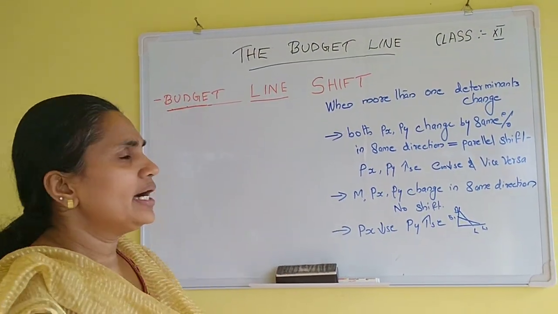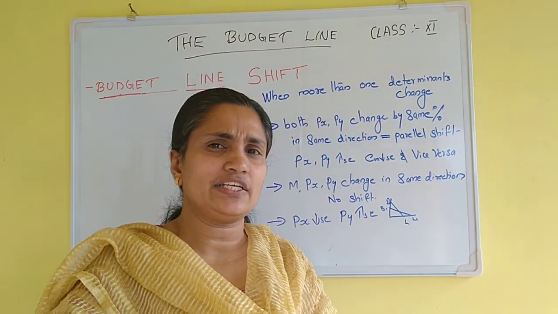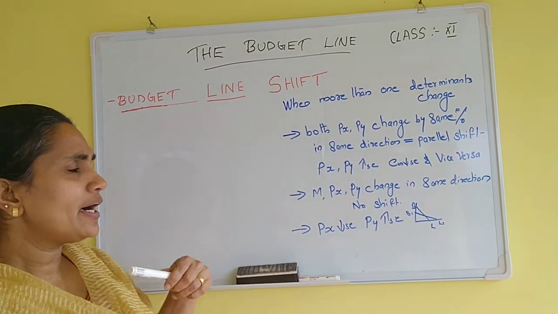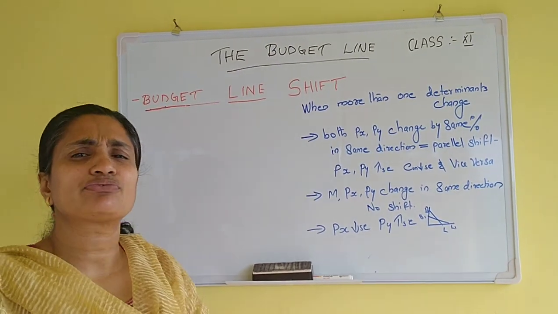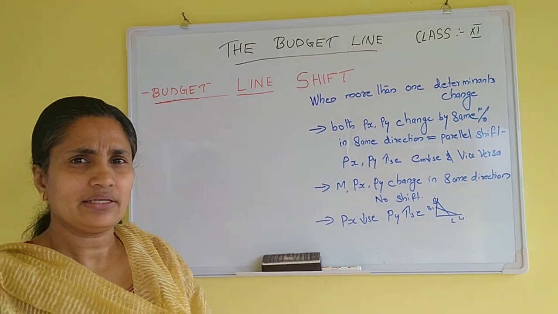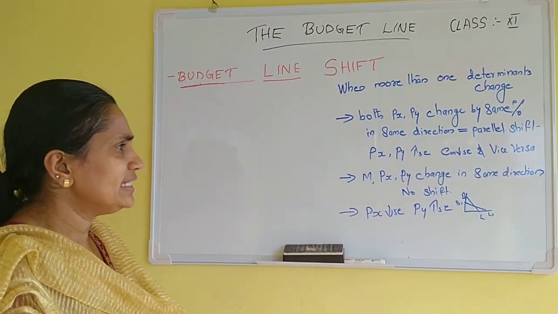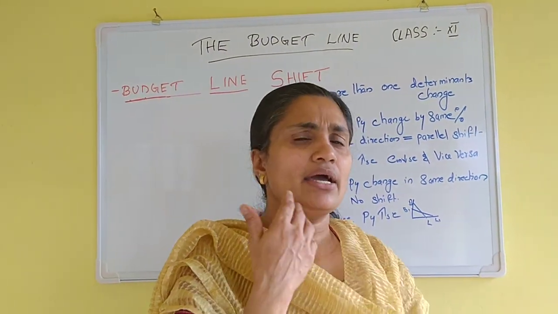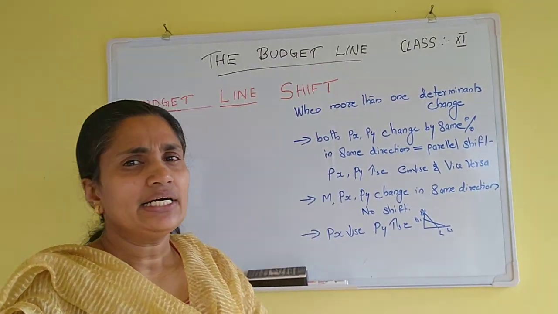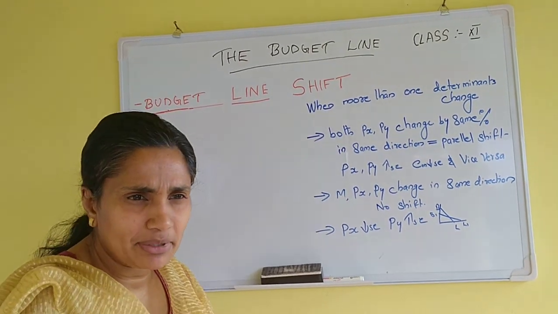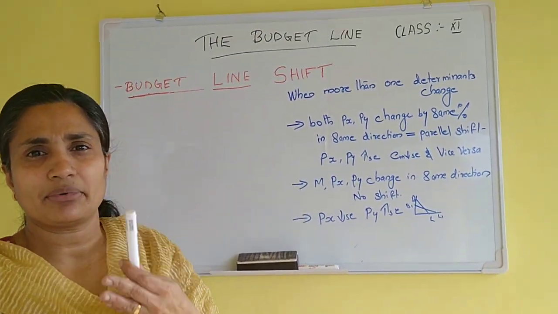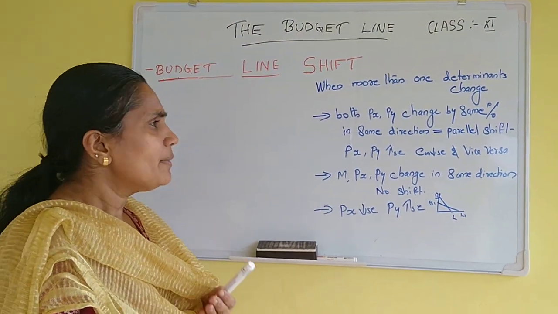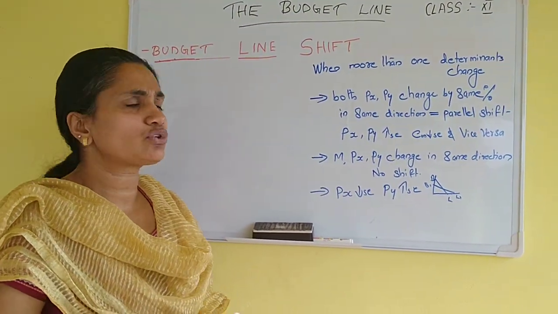What about the shift of the budget line? It will be a parallel shift of the budget line. When the prices of X and Y increase or decrease in the same direction, that is, a 10% increase in X and Y, or a 10% decrease in X and Y, the shift of the budget line will be a parallel shift.